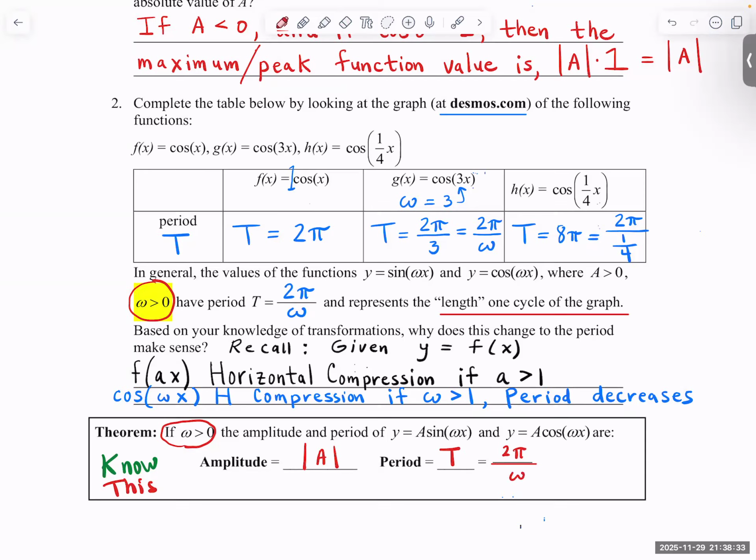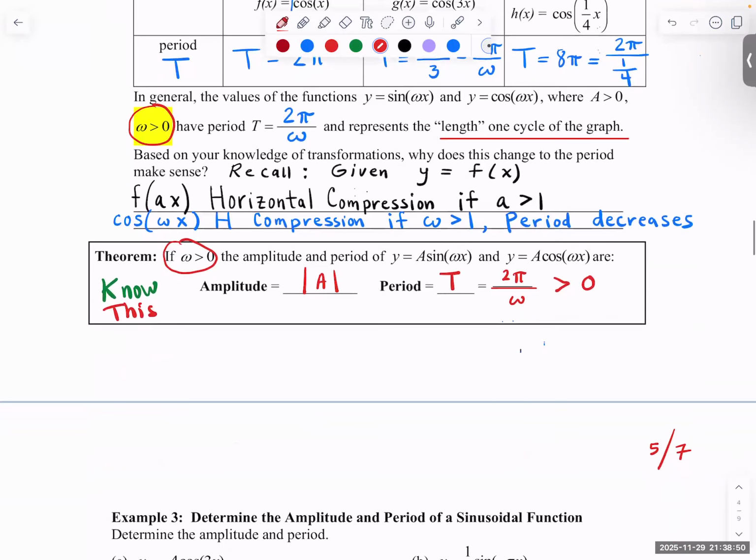Now, since omega is always a positive value, when you divide 2 pi, which is positive, by omega, which is positive, that means the period is going to always be a positive value, greater than 0.